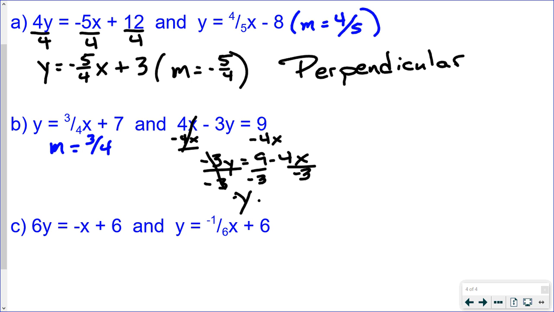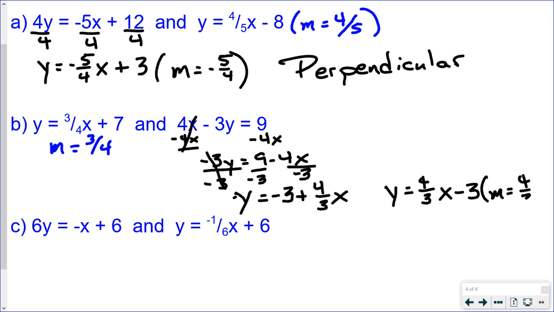I get y equals 9 divided by negative 3 is negative 3. This minus and the negative will make a plus. And then I'm going to rewrite this because slope-intercept form is y equals mx plus b, so I'm going to swap these around. So I'm going to write this as y equals 4/3 x minus 3. That negative sign belongs to the 3, so that's why that's minus 3. This is a positive 4/3 x. And so the slope of this one is 4/3.